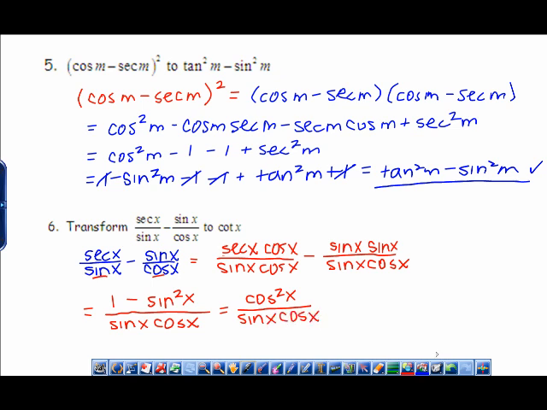Now, what I'm writing here, it may not seem obvious, but I'm going to break down cosine squared x into cosine x times cosine x. Now I can see that one of the cosines from the numerator divides by the cosine in the denominator into 1, and I'm left with cosine x divided by sine x, and that is cotangent x. And there we go. Okay, bring your questions to class.